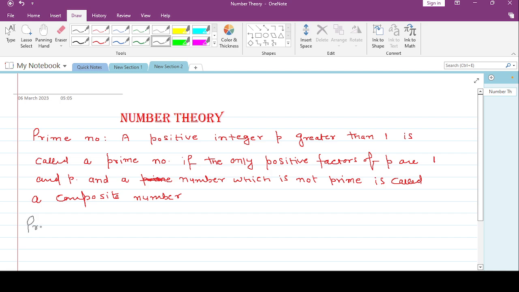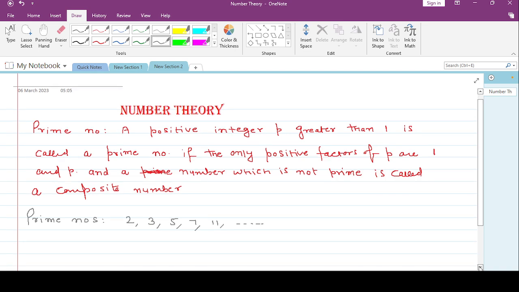Okay, so now we want to see what are the examples of prime numbers. See, 2 is a prime number because 2 has only two factors, one is 1 and the other one is 2. 3 has only two factors, one is 1 and the other one is 3. 5, 7, 11. So in this way there are many other prime numbers.